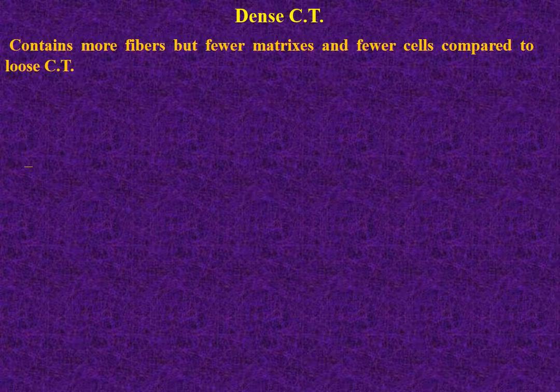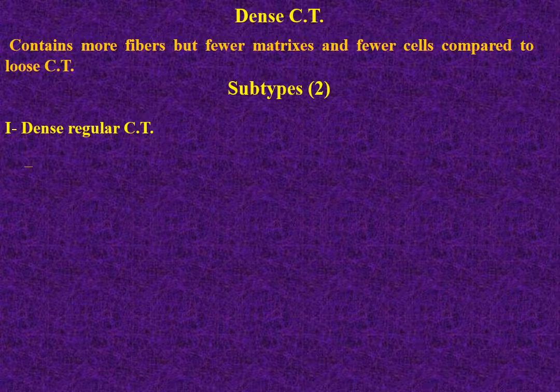Dense connective tissue contains more fibers but fewer matrices and fewer cells compared to the loose connective tissue. There are two subtypes of dense connective tissue, dense regular and dense irregular.